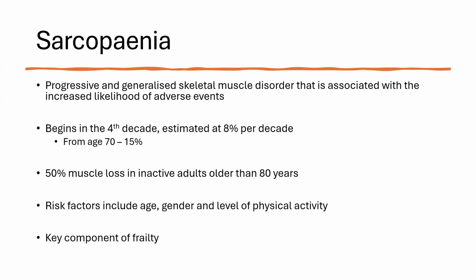The term has its roots in the Greek language, and it literally means poverty of flesh. It's usually accompanied by physical inactivity, decreased mobility, poor endurance. Risk factors include age, gender, and level of physical activity. And as I've said, it's a key component of frailty.